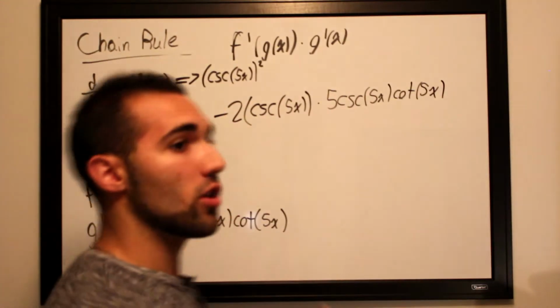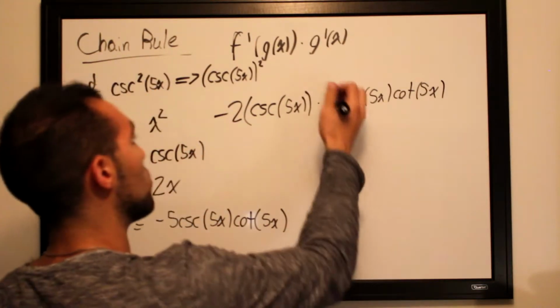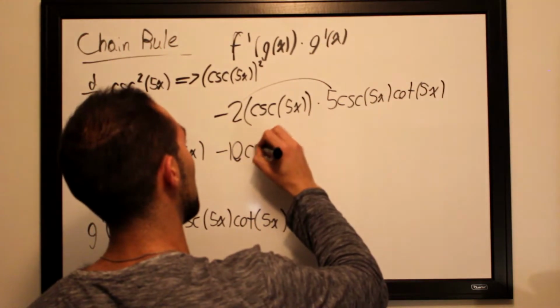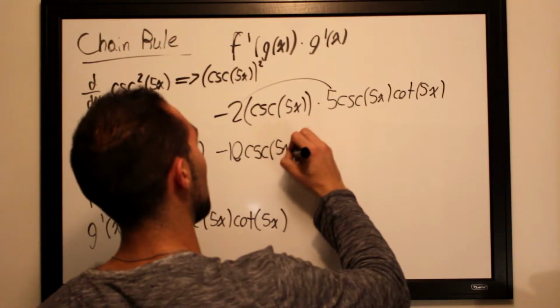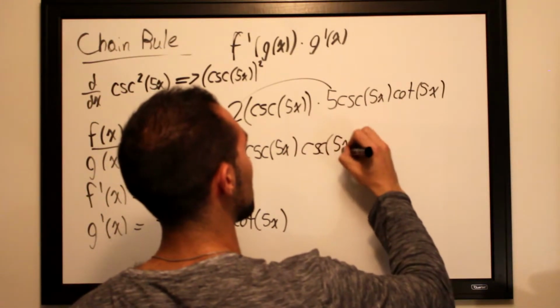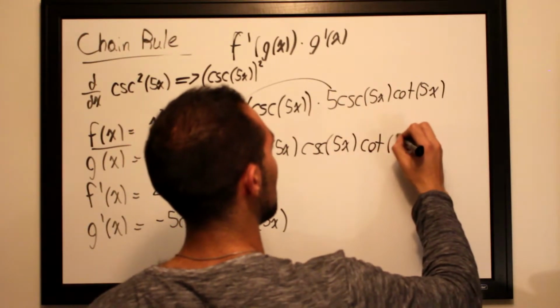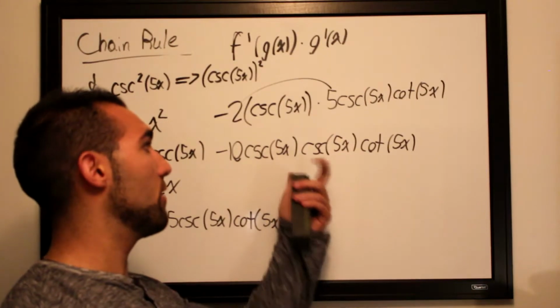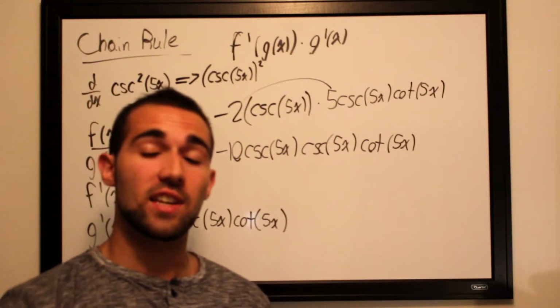right? And now we can start joining coefficients. These will join together to make negative 10. Negative 10 cosecant of 5x cosecant of 5x cotangent of 5x. Now once again we have two more terms that can be joined together.